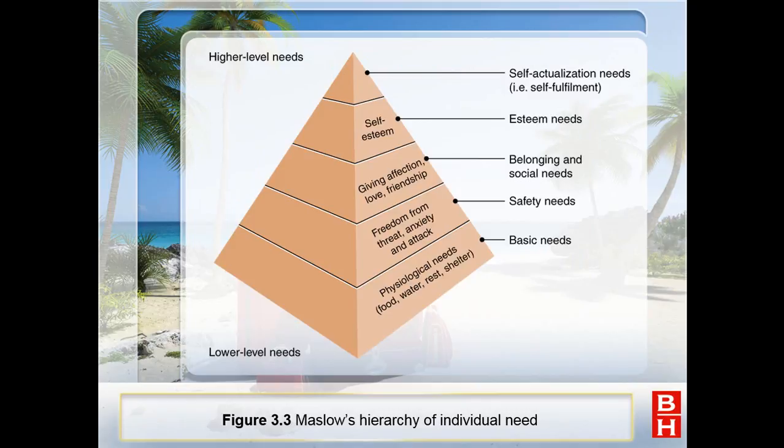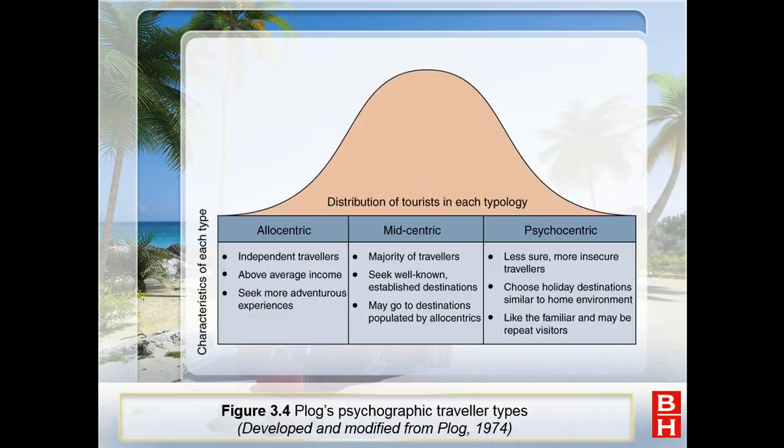This one you're, I'm sure, very familiar with, Maslow's hierarchy of individual needs. Tourism will stand all the way up at the level of self-actualization. Tourism is not a basic need. Travel may be a basic need in the context of, for example, a refugee having to travel somewhere in order to get food, water, rest, and shelter. That will be considered travel, but not tourism.